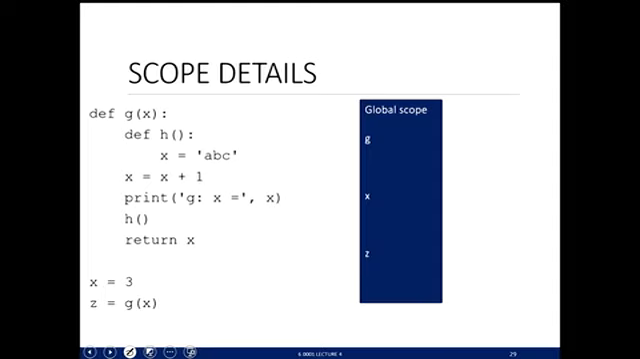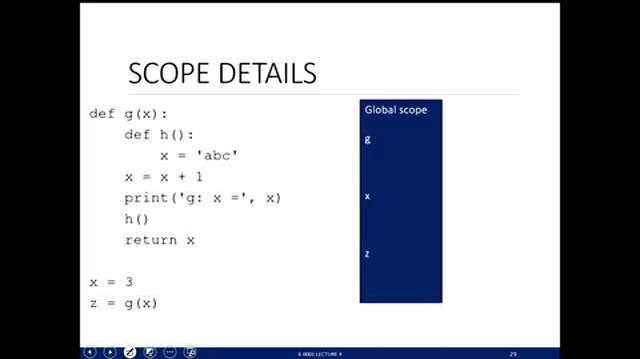Next line is x is equal to 3. So I'm making x be a variable inside my global scope with value 3. And then I have this z is equal to g of x. This is a function call. When I see a function call, I'm going to create a new scope. So here is the scope of g.